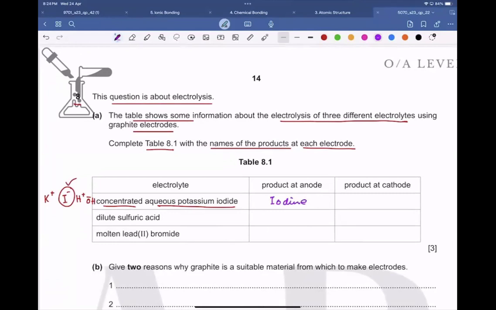And at the cathode, the cation would be, yes, very good, hydrogen, because we know that the one which is lower in the reactivity series would be reduced at the cathode. So potassium and hydrogen is lower than potassium, so we are going to get hydrogen over here. You guys please give me a minute.